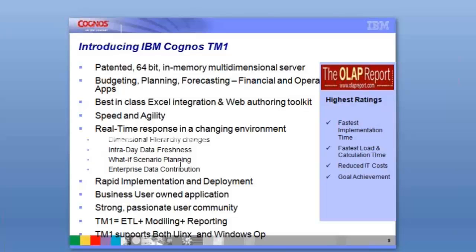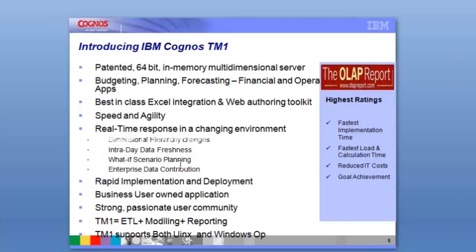Next, Cognos TM1 contains ETL jobs, modeling jobs, reporting and planning. Before Cognos TM1 there was Cognos Planning, but it had performance issues. So ETL jobs, modeling, reporting, performance and Cognos Planning are all included in one tool, which is called Cognos TM1. TM1 supports both Unix and Windows operating systems.